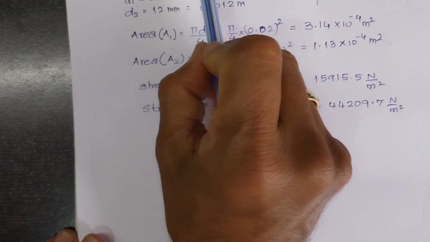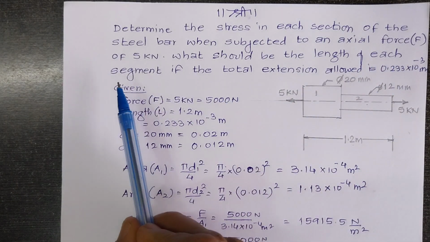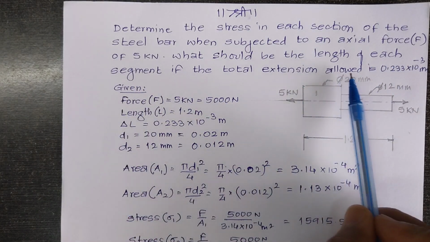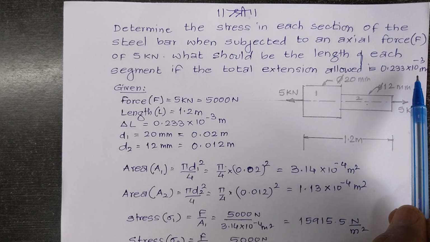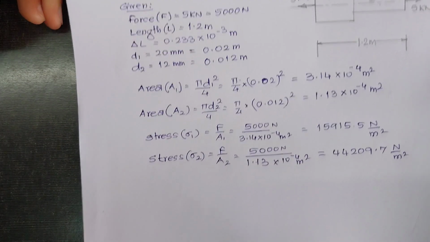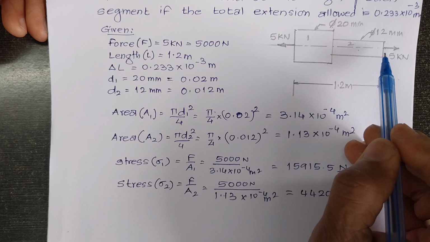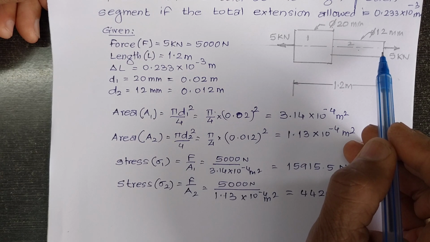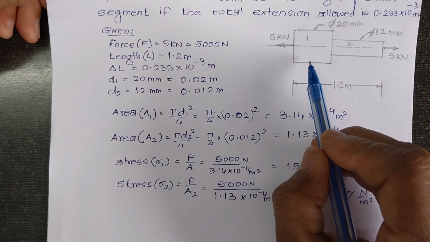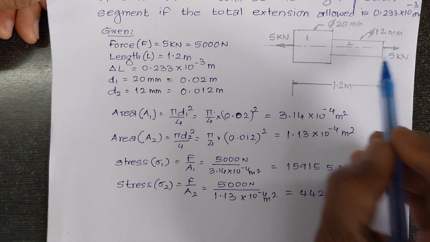Now the next part is what should be the length of each segment if the total extension allowed is 0.233 into 10 raised to minus 3, that is delta L. Now we note here that the total extension on this bar is going to be the extension of segment 1 plus extension of segment 2.